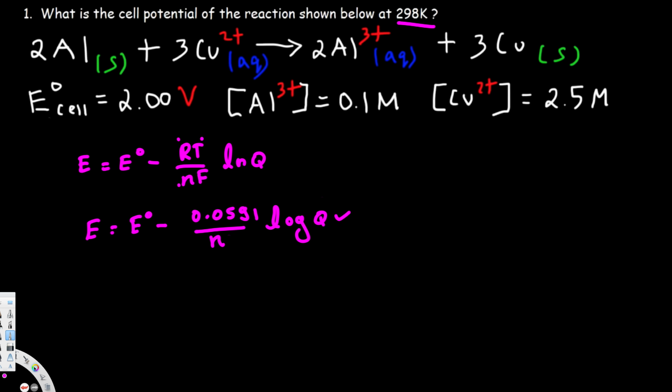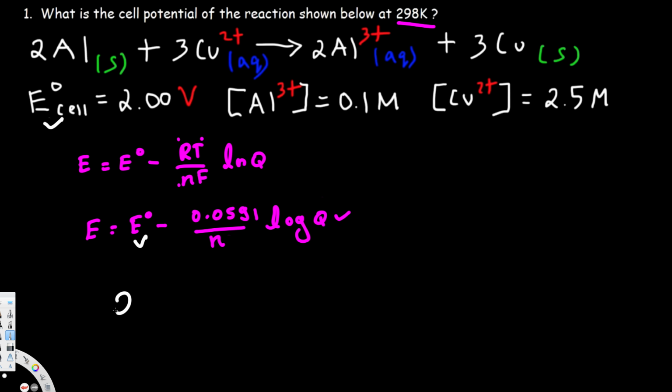We have this one already. E naught, that's provided right here. Now let's see how we can find the n. So n value is the number of electrons in the valence half reactions, and Q is the reaction quotient. Now we can calculate Q first.